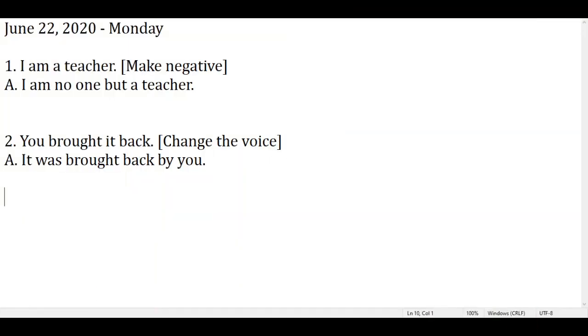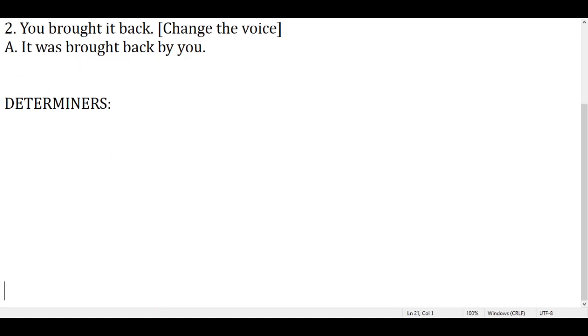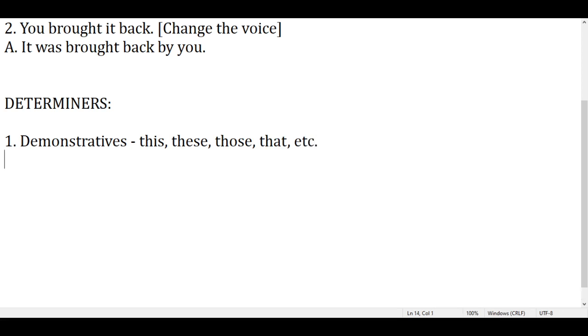Take the heading as determiners. We are going to study determiners. We are going to only go through their types today, guys. So determiners, the first one, let's study them one by one. The first one is demonstratives. I repeat, the first one is demonstratives. So when I say demonstrative, the examples are this, these, those, that, etc. Enough.